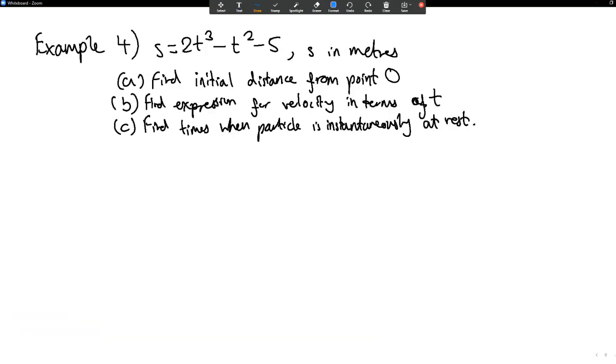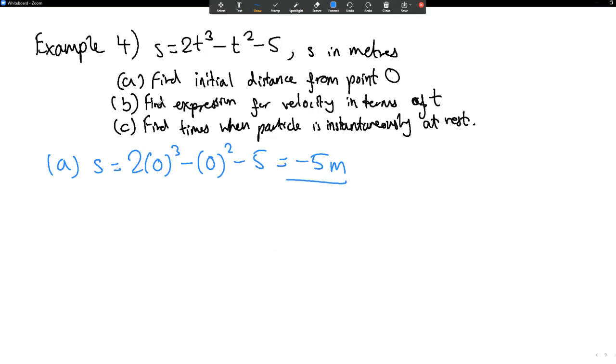Okay, let's look at the final example here. And it says this is the equation we're given, and s is in meters. It says find the initial distance from point O. So initial basically just means at the start. So again, we can substitute 0 into here, and we'll get minus 5 meters, like so.